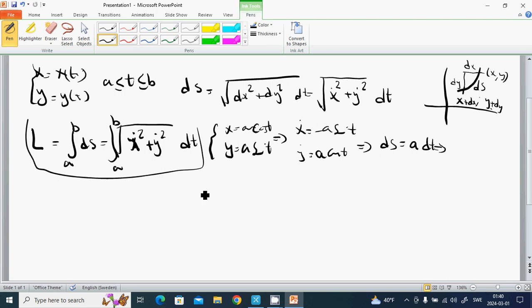Then L equals the integral from minus pi to pi of a dt, which is 2 pi a, where a is the radius, the length of a circle.